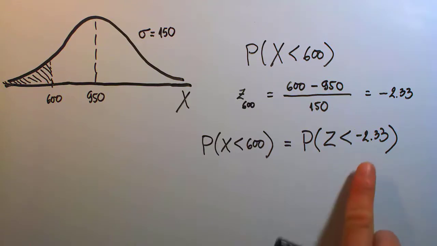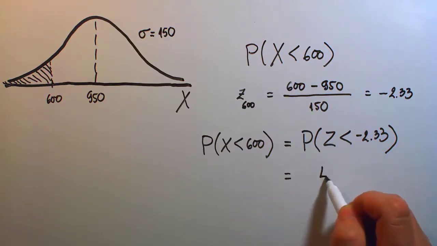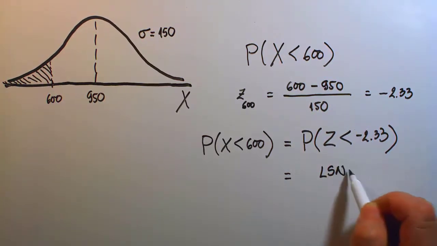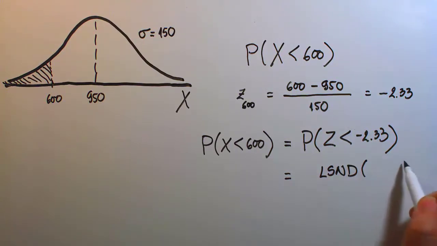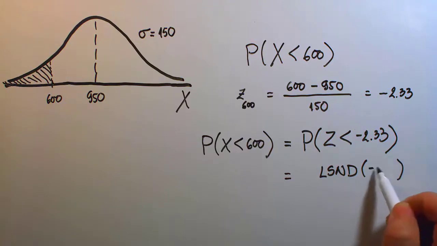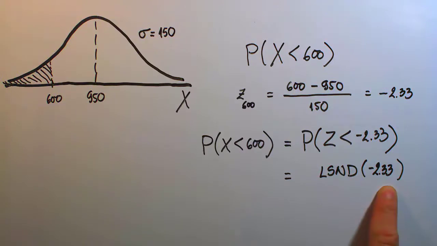And now to find this area, or to find this probability, the answer is just as directly as using some technology. I use my LSND. Feel free to use my LSND program if you have it. And when it's asking for z-score, we're going to provide negative 2.33. And the entire point of the LSND program, once again, is to quickly obtain the area on the standard normal distribution. We want to find the area to the left of this designated z-score.